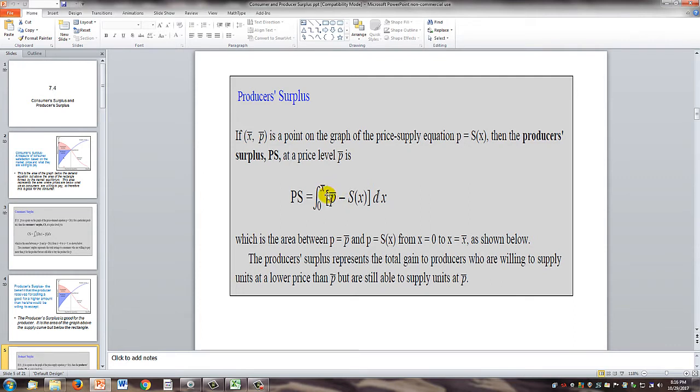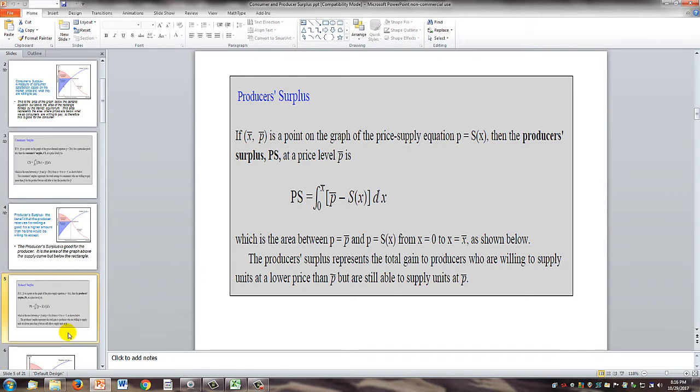So the area of the rectangle is first, minus the integral from 0 to x bar of s of x, which means it's the area under the supply curve. And the producer surplus represents the total gain to producers who are willing to supply units at a lower price than p bar, but are still able to supply units at p bar.